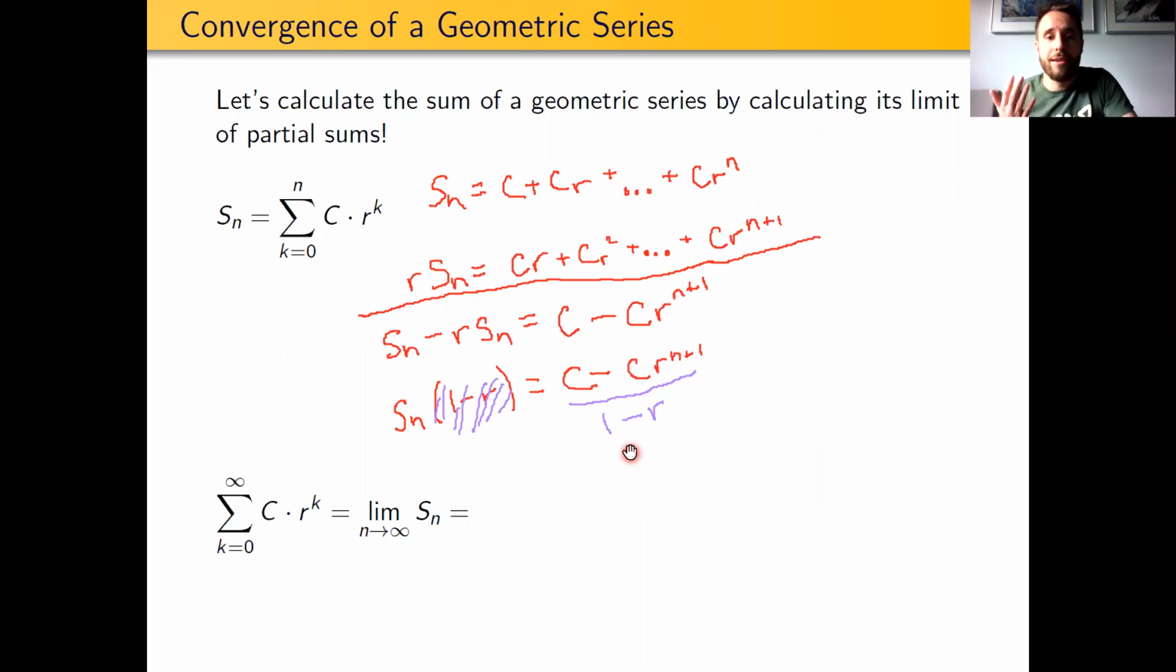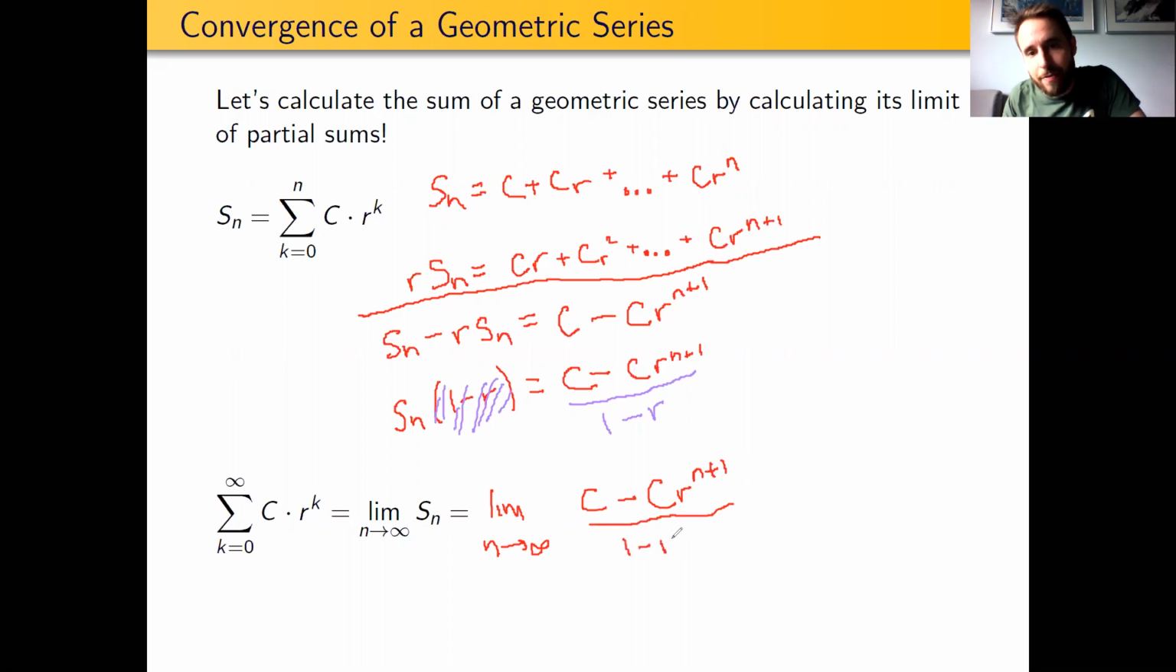Now, what does that mean? That's great because now we can calculate whether or not our geometric series converges by taking a limit of these partial sums, taking a limit of this sequence, and we see that this will actually equal the limit as n goes to infinity of C minus C times r to the n plus 1 over 1 minus r.